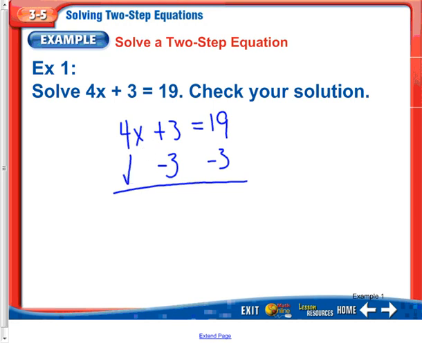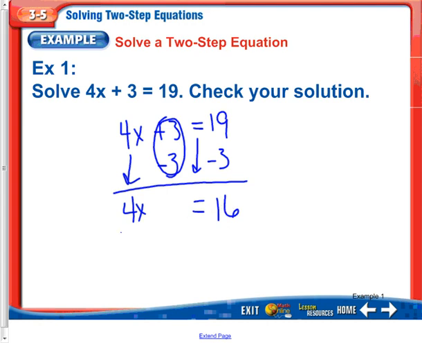We want to bring our 4x down. We didn't do anything with 4 times x, so we're bringing the whole expression down. We'll also bring our equal sign straight down. A positive 3 and a negative 3 equals 0, so we can cancel that out. And we have 19 minus 3, so we're going to have 16. Now at this point, it looks like our homework from 3.3. We have 4 times x equals 16.